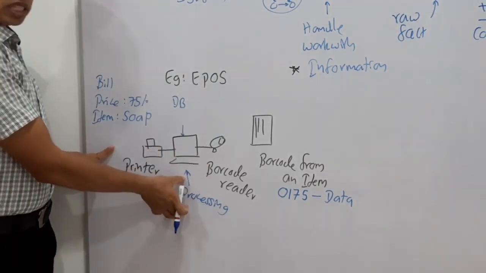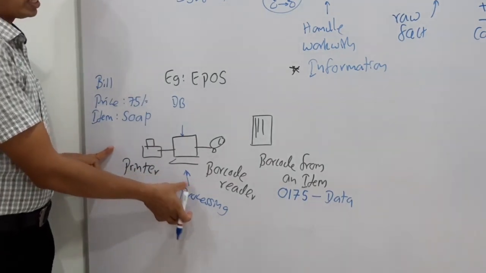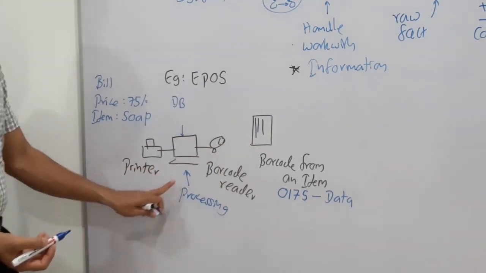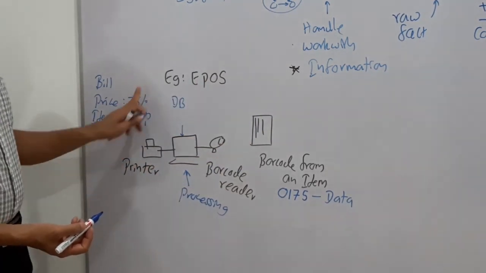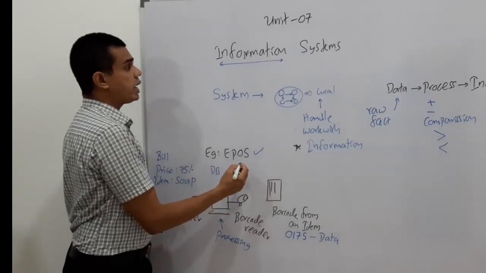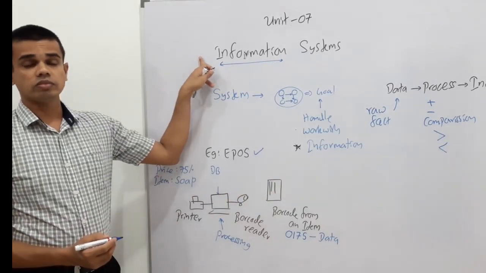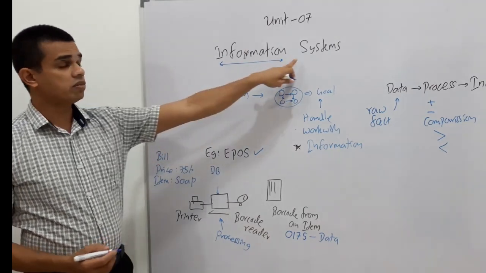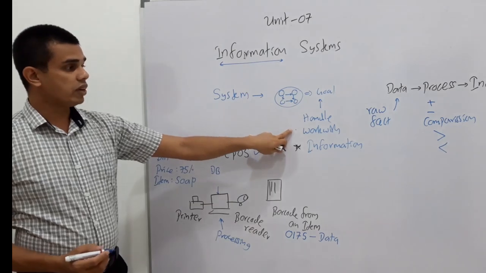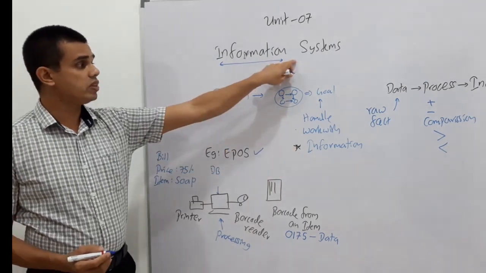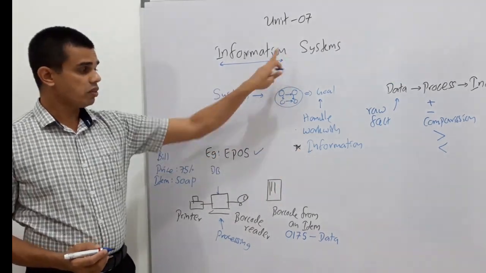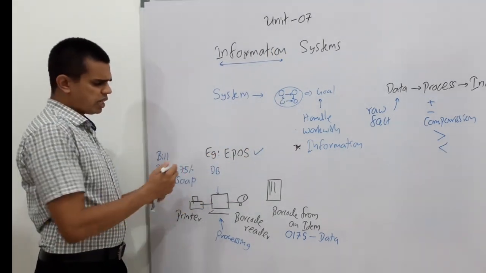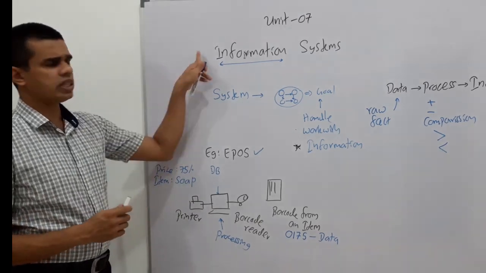So, there's a processing going on. Is this processing related to our information handling or not? Yes, definitely. Why? This is giving you information. So, is EPOS said to be an example of an information system? Yes, definitely. That's the idea of an information system. It's a system which is working with information, handling information, preparing information. Now, EPOS is one such example. Is that the only example we can come up with for information systems?